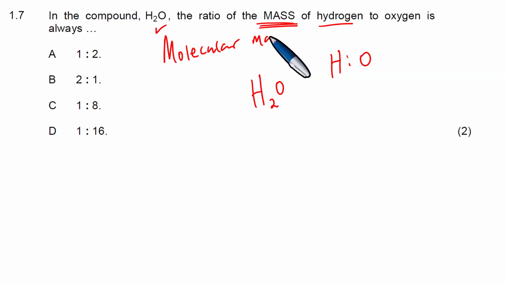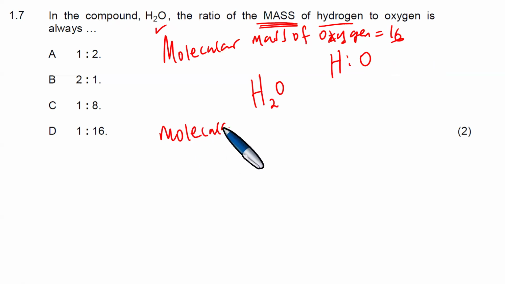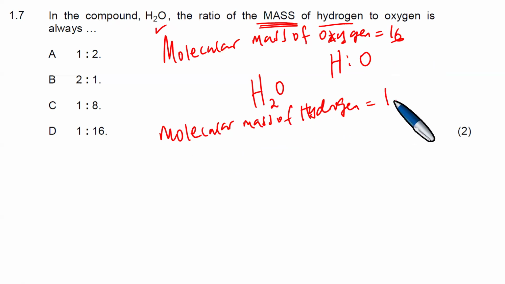Because you saw that the molecular mass of oxygen is 16, and the molecular mass of hydrogen is equal to what? It's 1. We saw that. It's 1 gram per mole, but this one is 16 grams per mole. Take a look. Think about this. So now, if this is the case, which option therefore is going to be the correct one?